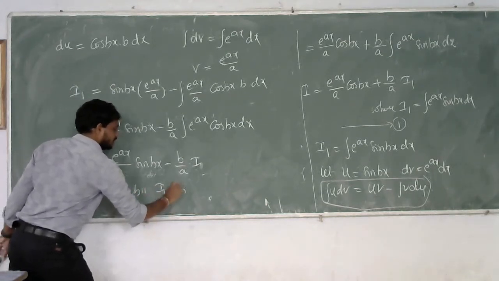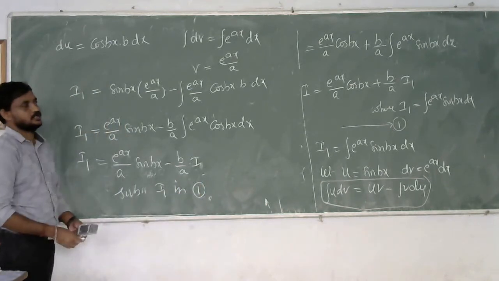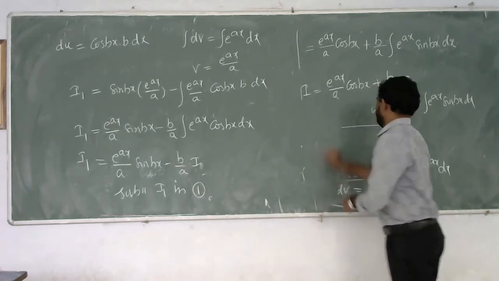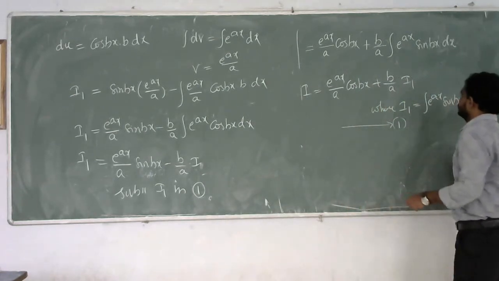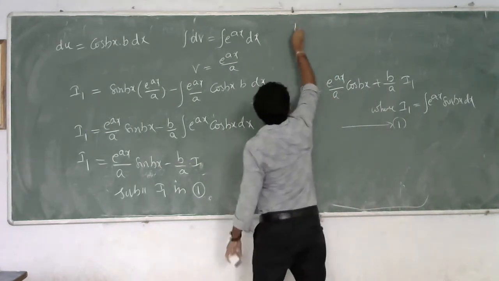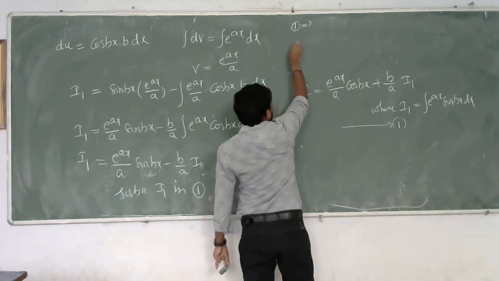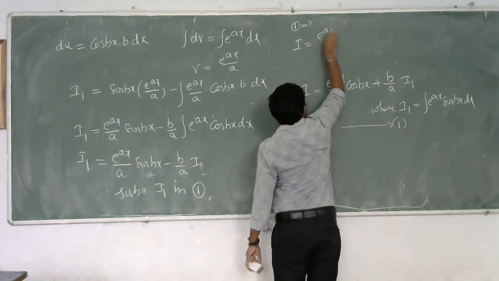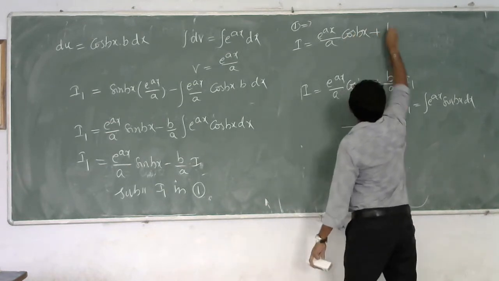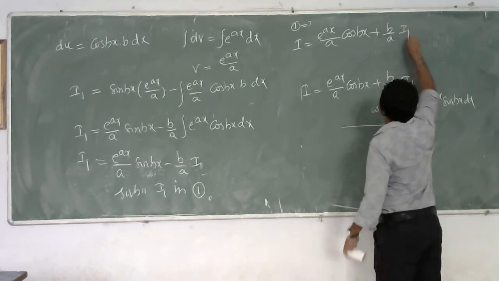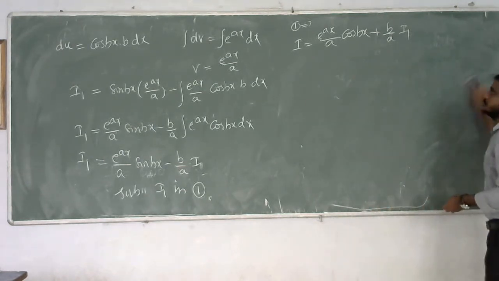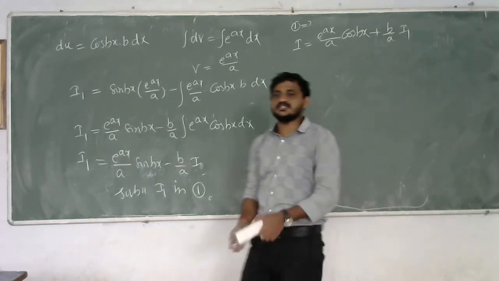Substitute I1 value in equation number 1. So what is equation number 1? I is equal to e to the power of ax by a cos bx plus b by a into I1. That is equation number 1, right? So let us substitute I1 value here.